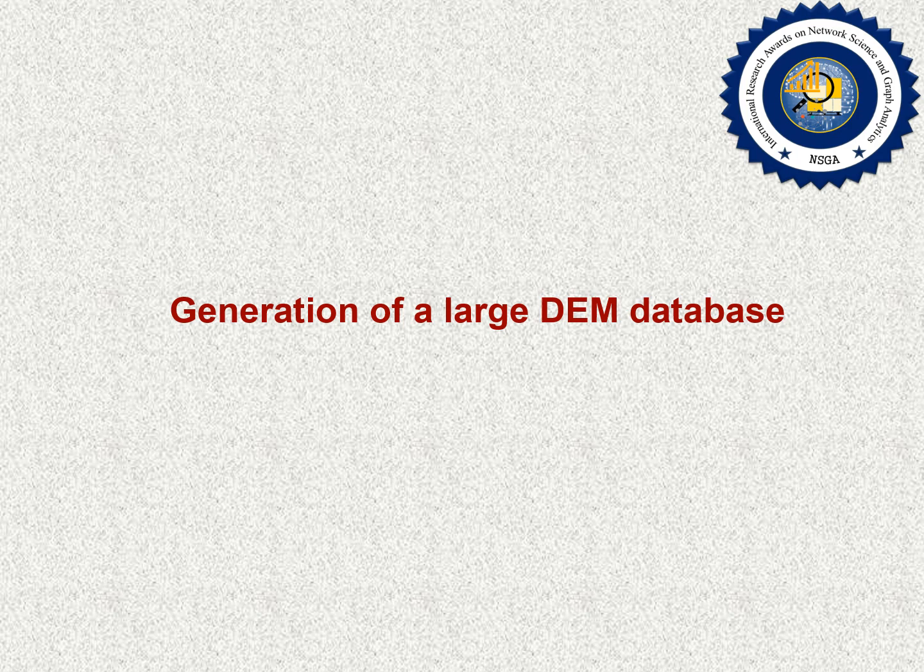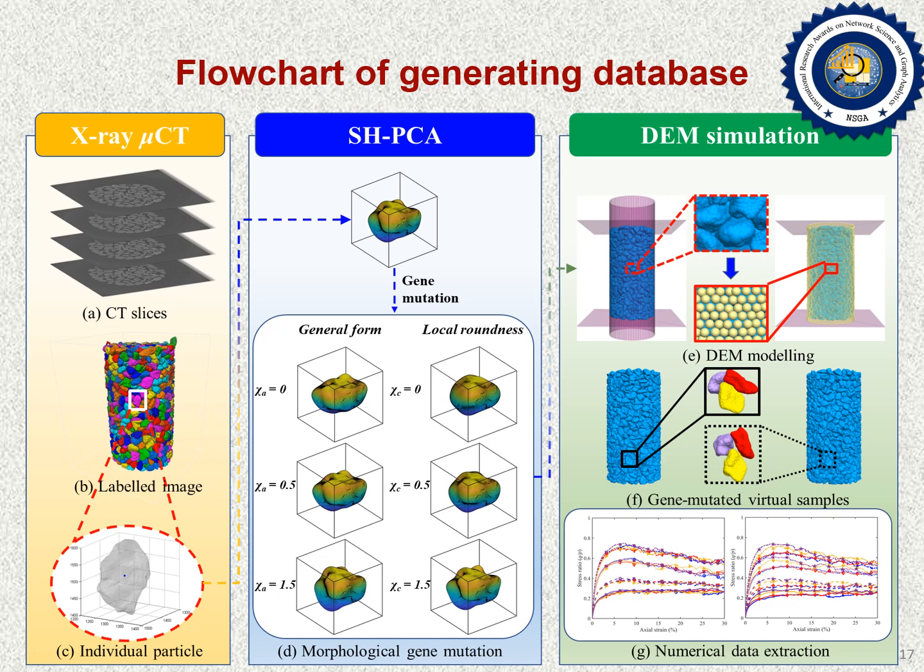Then comes the generation of a large DEM database based on the micro-CT-based DEM. So first, we extract individual particles from the CT slices and then incorporate those particles into the spherical harmonic-based principal component analysis to conduct the morphological gene mutation at different length scales. After that, we incorporate all these particles into the DEM simulations to get the result.